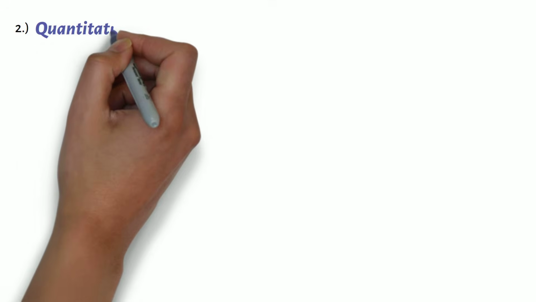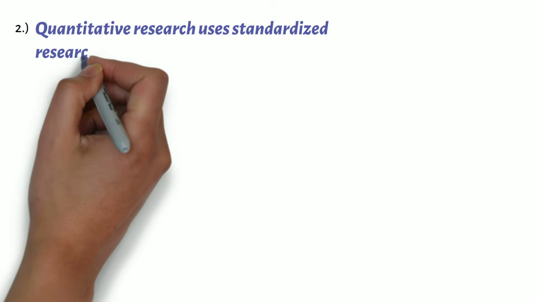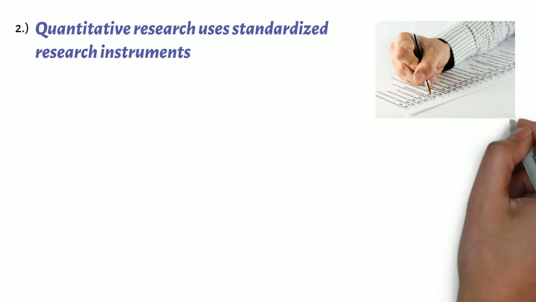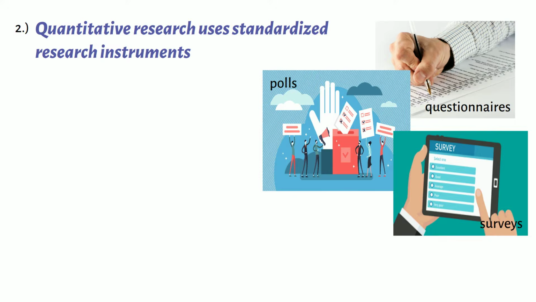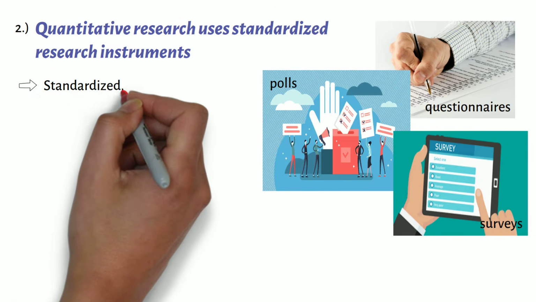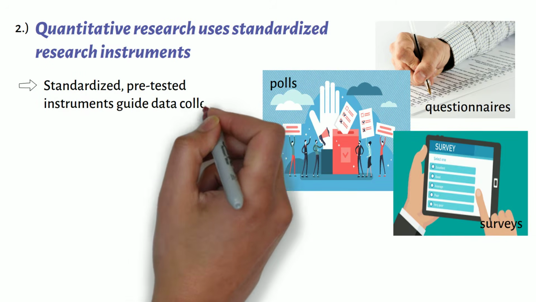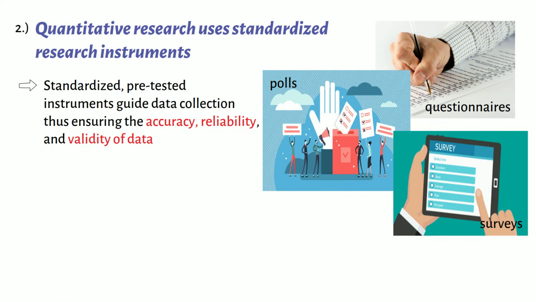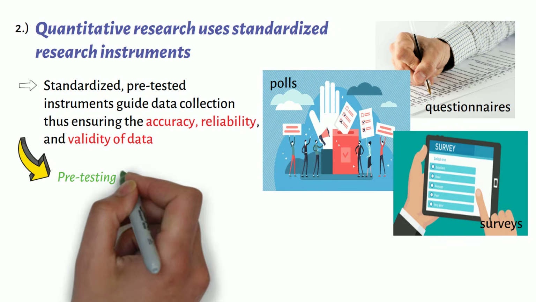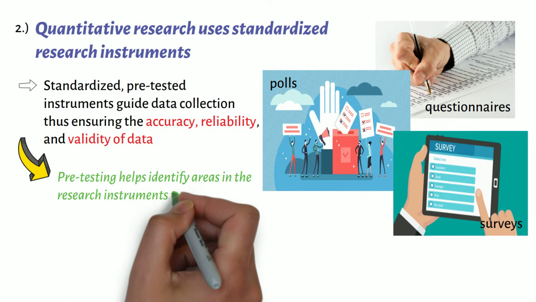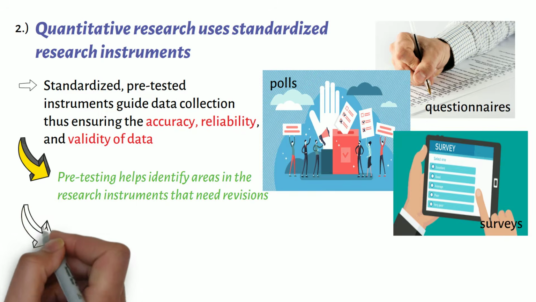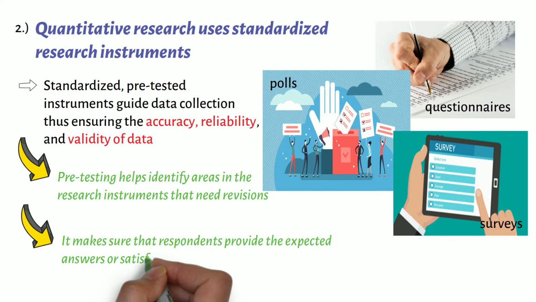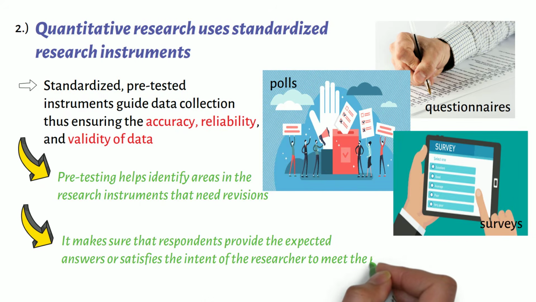Second, quantitative research uses standardized research instruments. The data collection instruments include questionnaires, polls, or surveys. Standardized, pre-tested instruments guide data collection, thus ensuring the accuracy, reliability, and validity of data. Pre-testing helps identify areas in the research instruments that need revisions. It makes sure that respondents provide the expected answers or satisfies the intent of the researcher to meet the research objectives.